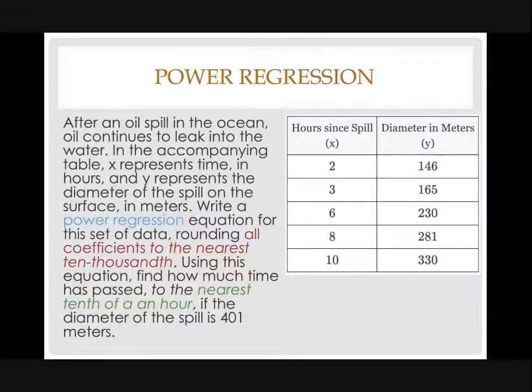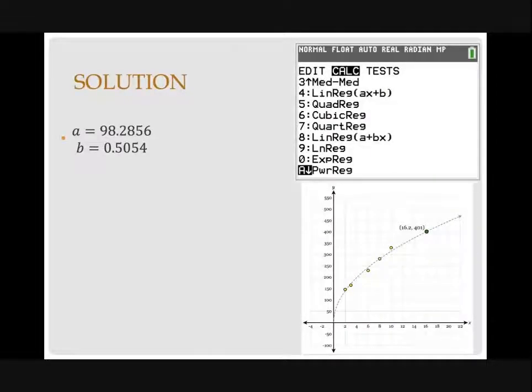It's important, this is as much a reading comprehension problem as it is a math problem, because you have to execute the following things in this manner. So for a power regression, we're going to go down to where it says PwrReg. We enter in the information as it's given in that form, and we get the following.